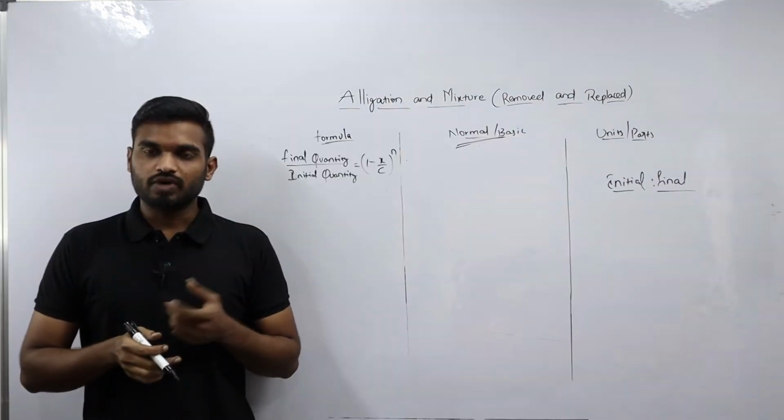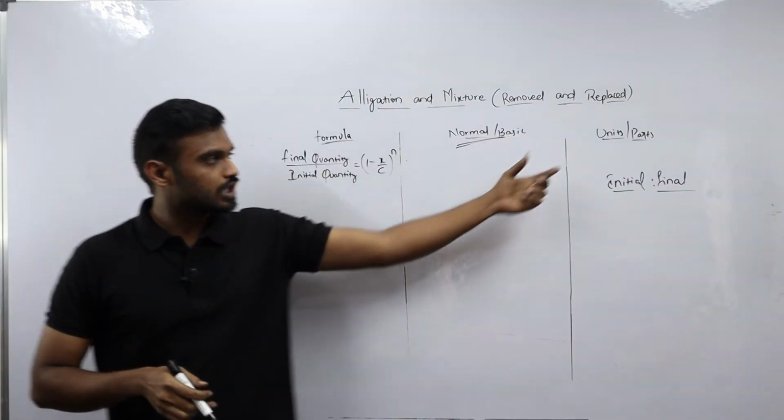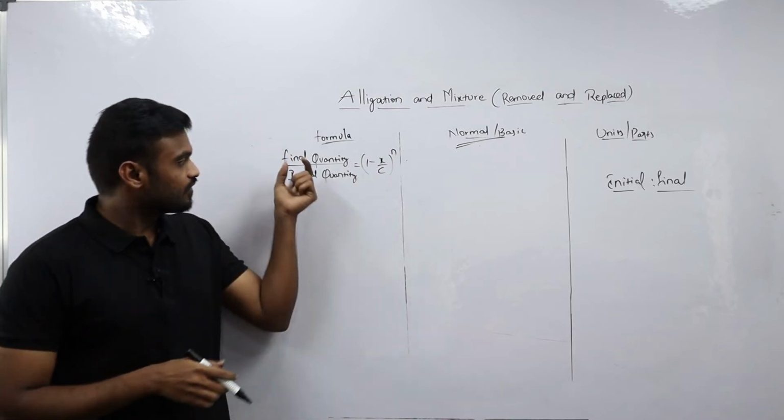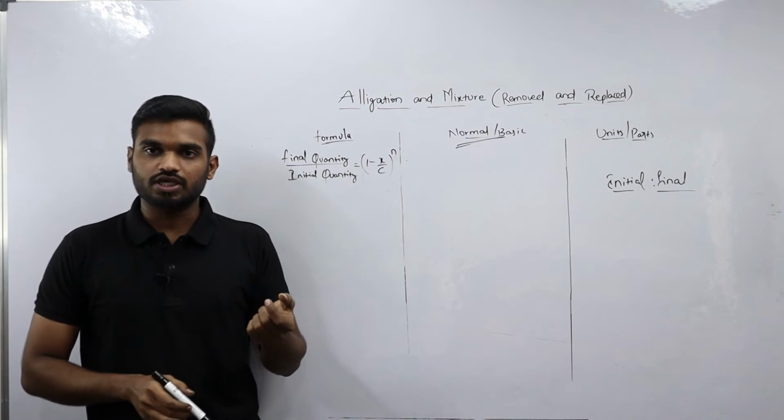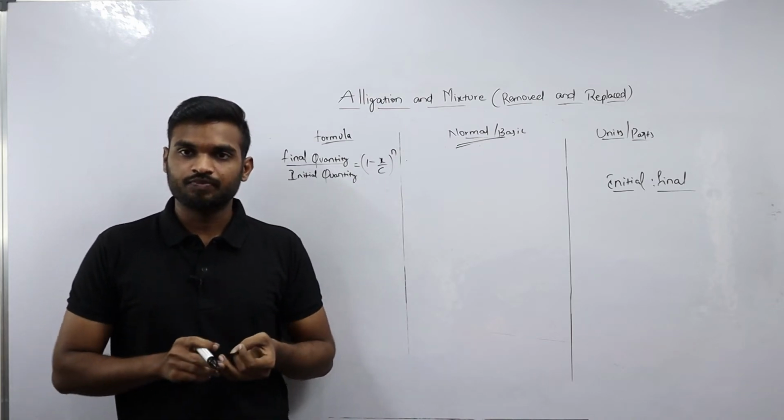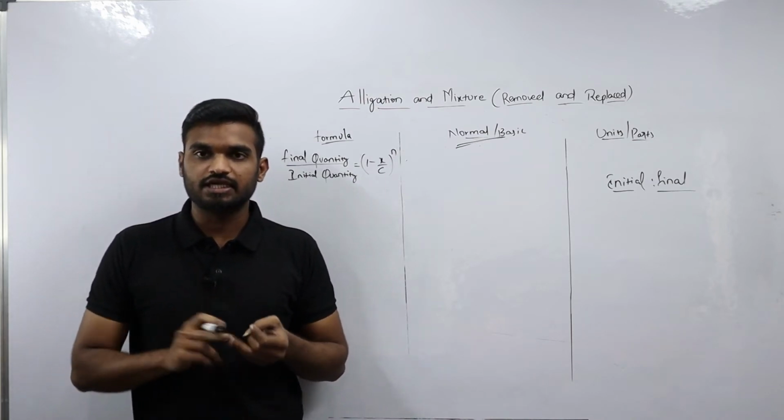Now I need to tell you one most important thing based on this formula method and also the units or parts method. See here, the values of final quantity and initial quantity in both the methods are always the values of quantities that are not getting replaced, but not the quantities that are getting replaced.